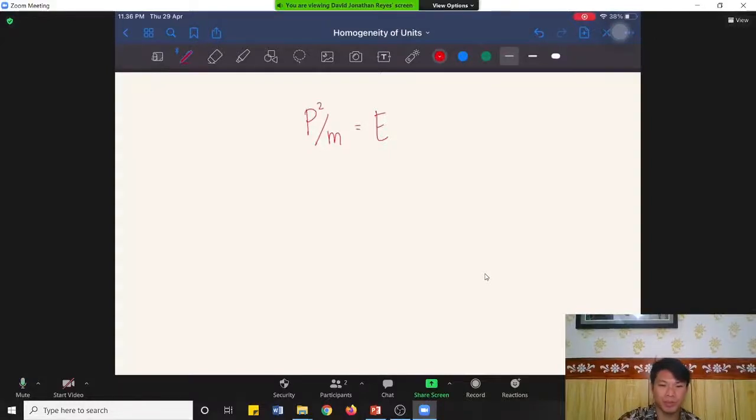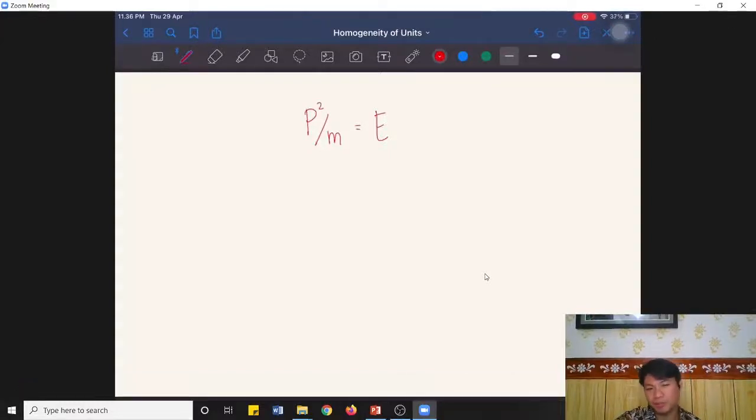Let's talk about this: homogeneity of units. In physics, we can always write certain equations and say that one thing is equal to another. But have you ever thought, is it really equal? Is it really the same? Here, we're going to try to prove that.